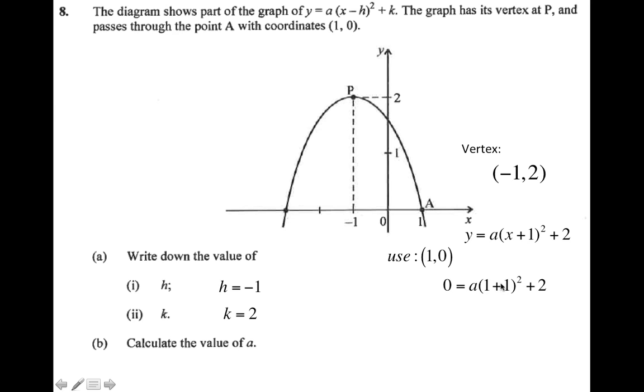Now you can solve this. There's only one variable, it is a. We can solve it and get an answer for a. First of all, 1 plus 1 is 2, 2 squared is 4. So we have 4a plus 2. So I'll move the 2 over to that side, minus 2, and now I have a 4 divided by 4 on both sides. That can be simplified to a equals negative 1/2.